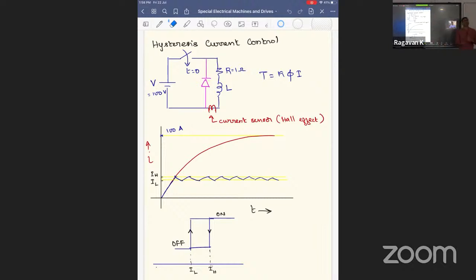Since the transition of the switch state from on to off or off to on is decided at two different current values, and when it happens depends on whether the current was earlier rising or decreasing, it is connected with hysteresis. So that is called hysteresis band current control. All right.